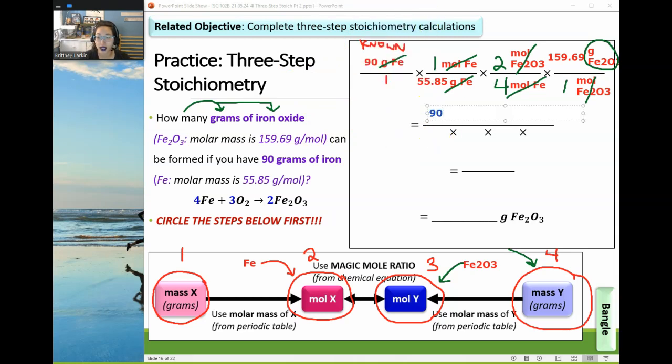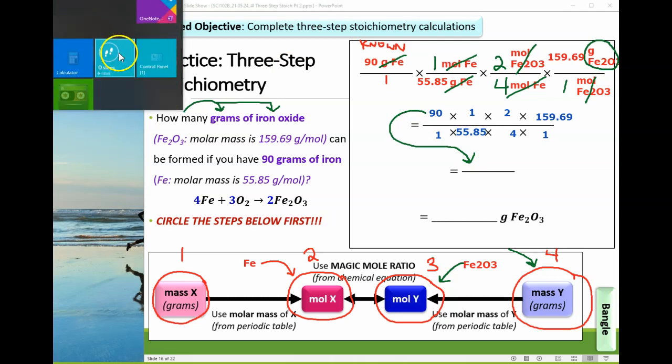So I've got 90 times 1 times 2 times 159.69 on the top. Down here I've got 1 times 55.85 times 4 times 1. All right, so again, we need to first solve for what's on top, and then solve for what's on the bottom, and then do the top divided by the bottom. So go ahead, pause the video, grab a calculator and think about what I should be plugging in on top. Do 90 times 1 times 2 times 159.69.